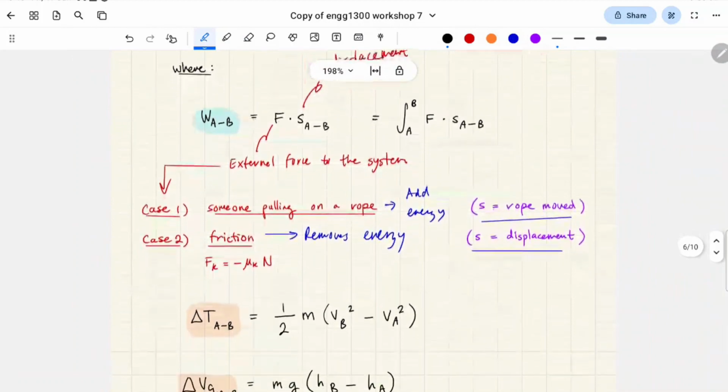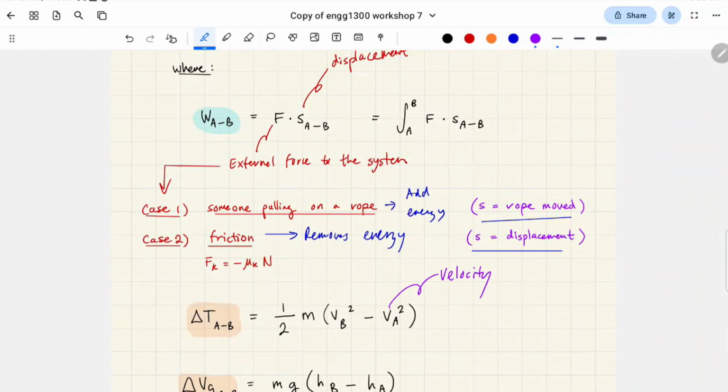Next we have delta T. Delta T denotes the kinetic energy in the system, where V is your velocity, right? You'll probably remember this from either high school physics or physics 1A. That's your kinetic energy, right? So now we have the change in kinetic energy, so that's going to be this formula, essentially.